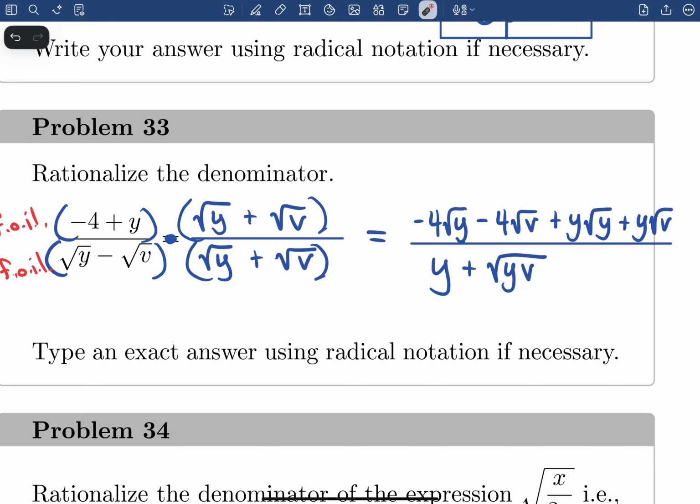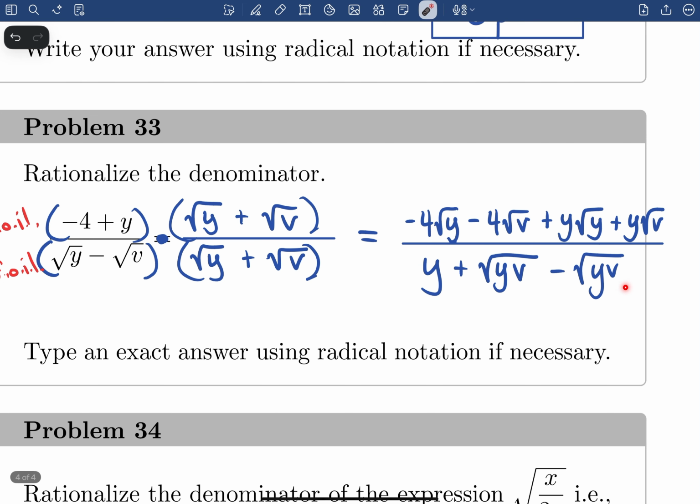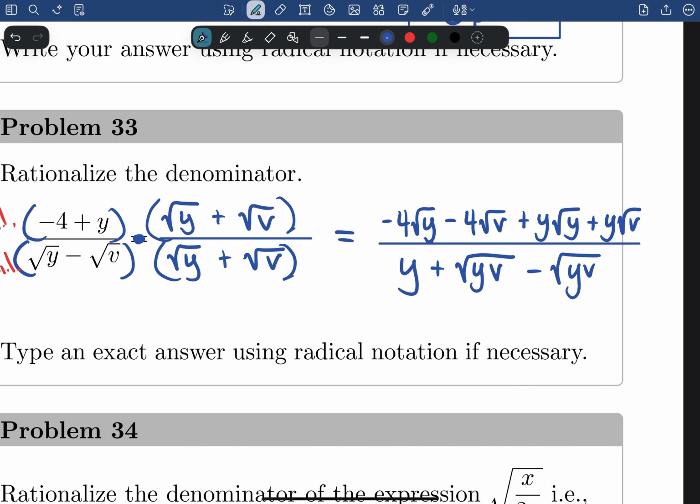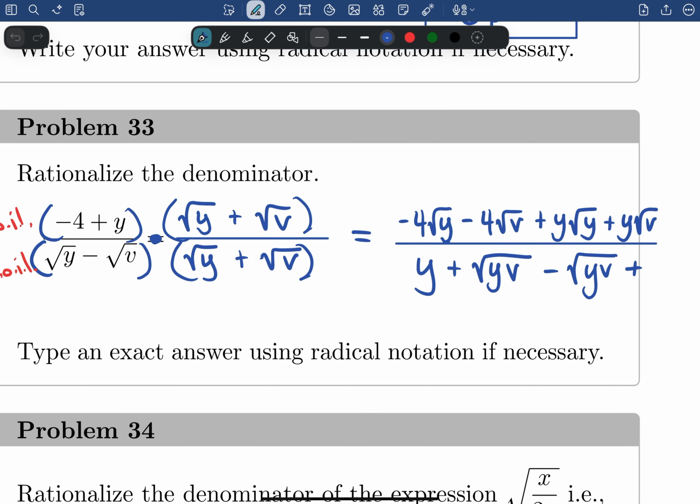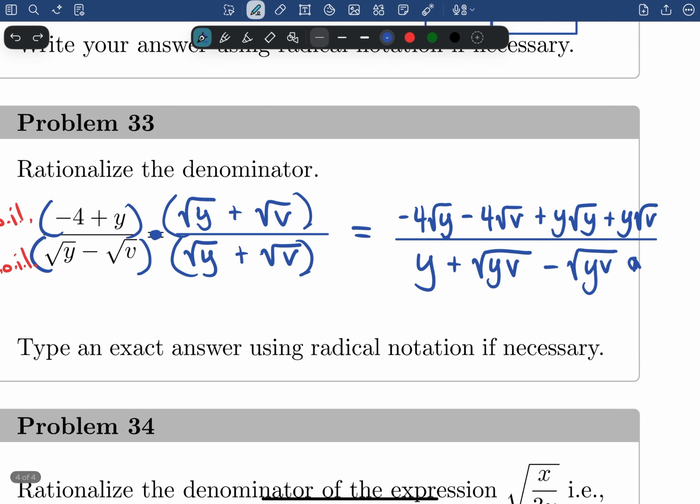Right? We just use the product rule of radicals. The square root of y times the square root of v equals the square root of y times v. Now the inner terms. I get a minus square root of y times v when I multiply the inner terms together, negative because of this minus sign right here. And then the square root of v times the square root of y, I can write it like this. And then the last terms are multiplied together. The square root of v times the square root of v is, well, there was a negative, so negative root v times root v, that's negative v.